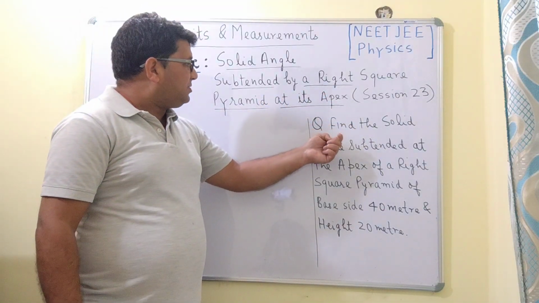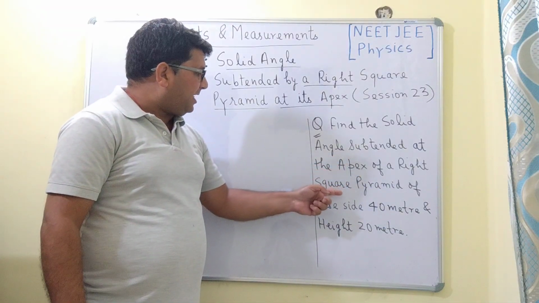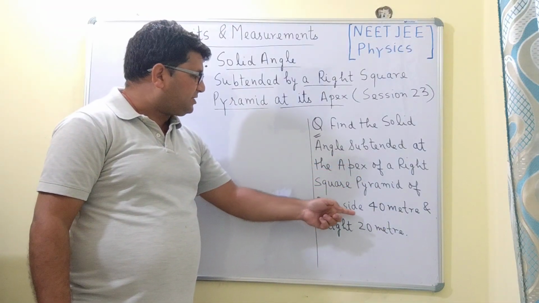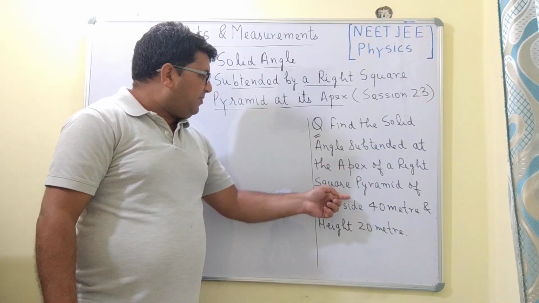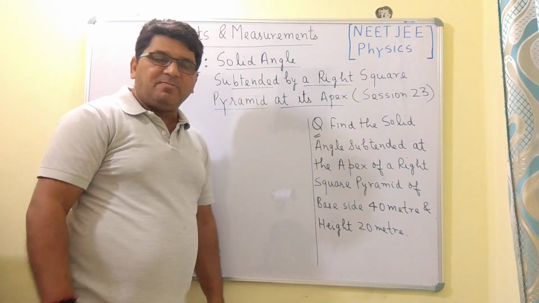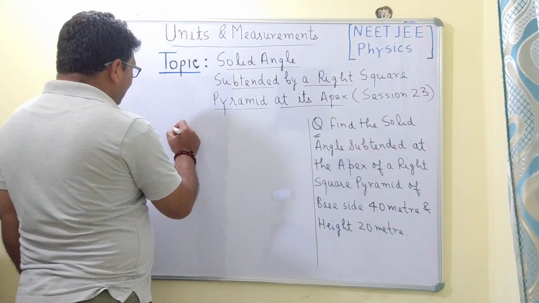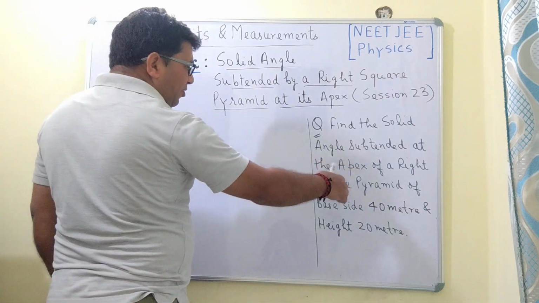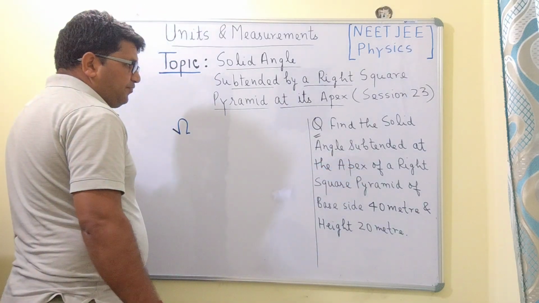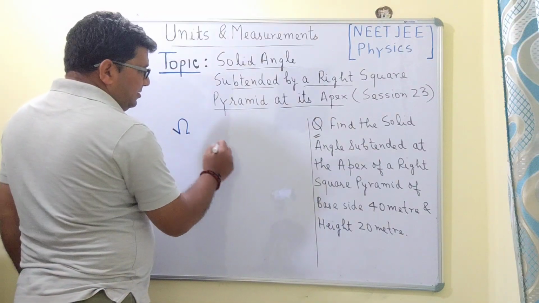So the question here is, find the solid angle subtended at the apex of a right square pyramid of base side 40 meters and height 20 meters. The square pyramid has got a square base. So we have to find the solid angle which is subtended at the apex of this right square pyramid.